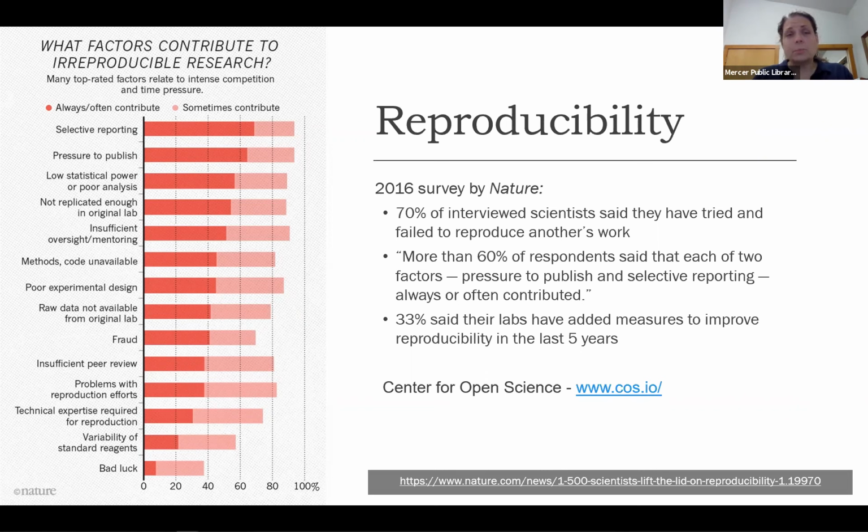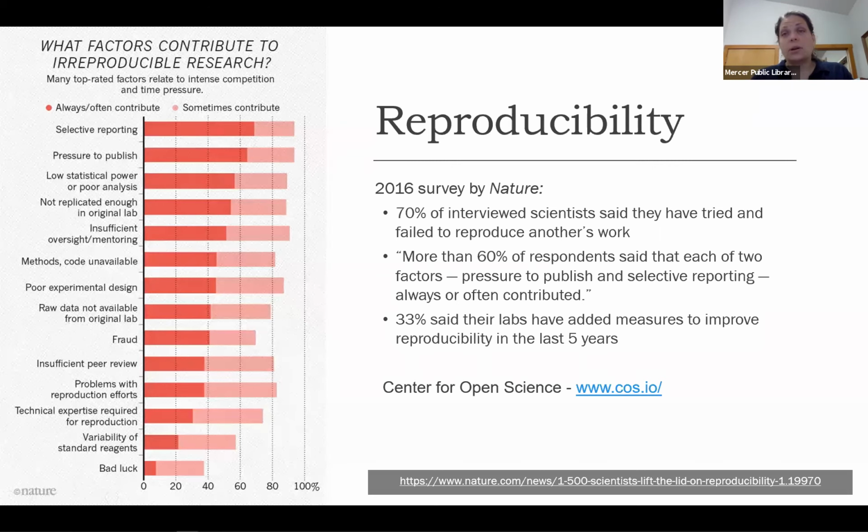And this reproducibility problem, most scientists will say that yes, this is a problem, but no, it doesn't mean that all of academic publishing is invalid. There are things to consider, and I thought this graph from Nature's article about this study that they did was kind of interesting about the factors that lead to irreproducible research. So selective reporting and pressure to publish way up at the top, bad luck way at the bottom, because things can always just go wrong. So there are a lot of factors.